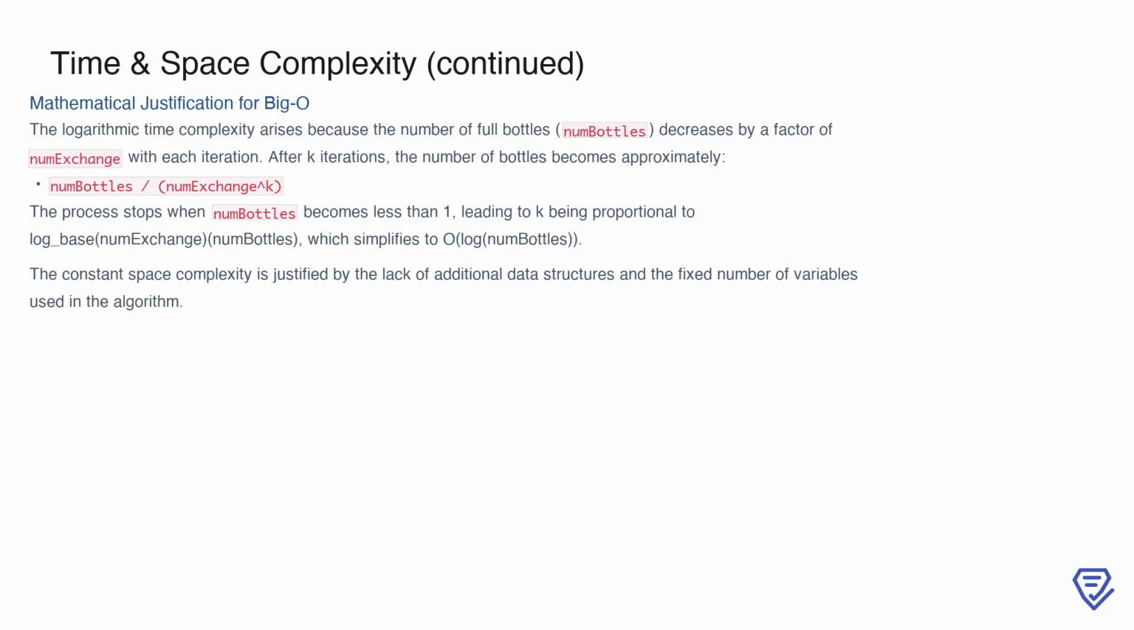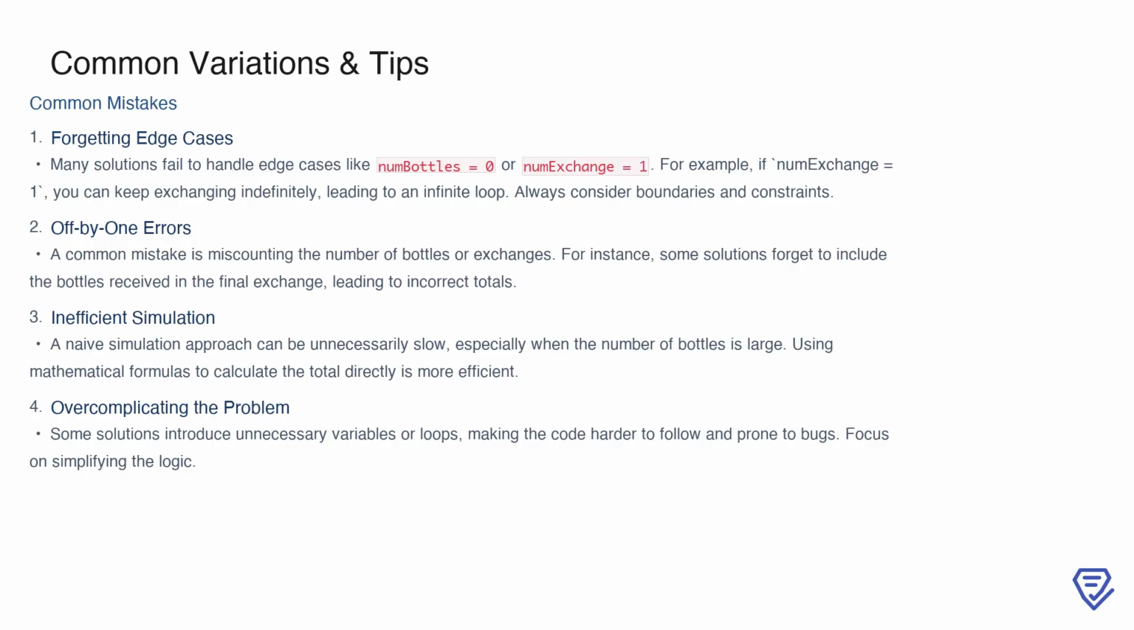When tackling this problem, there are a few common mistakes that can trip you up. First, forgetting to handle edge cases is a frequent issue. For example, if numBottles is 0, there are no bottles to drink from, and if numExchange is 1, you could end up with an infinite loop because you can keep exchanging indefinitely. It's important to always consider boundary conditions to ensure your solution doesn't fail in these scenarios.